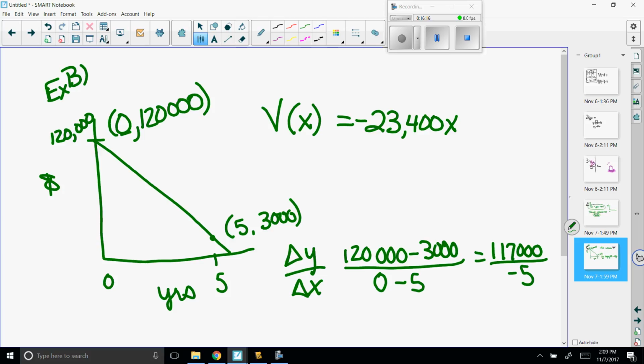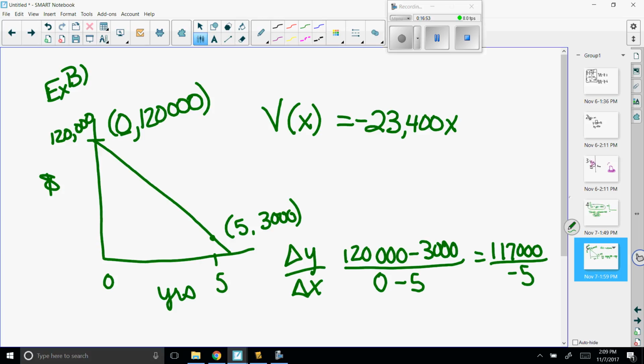After 1 year, it's $23,400 less in value than when I bought it. So after 1 year, if I wanted to sell it, how much could I sell it for? $96,600. And I paid $120,000 for it. Every year, it decreases in value by $23,400.